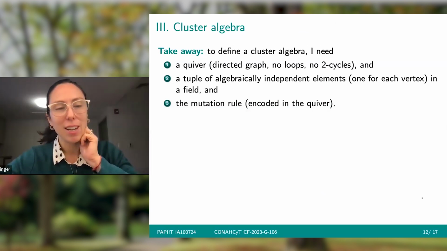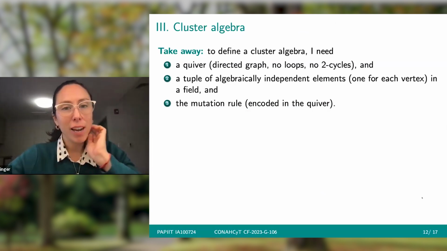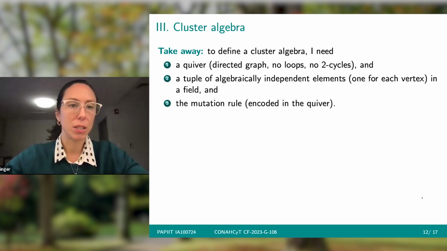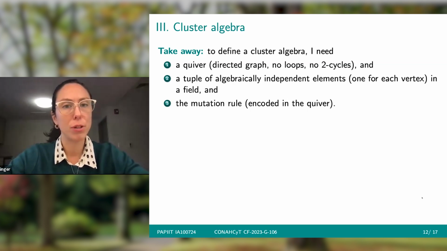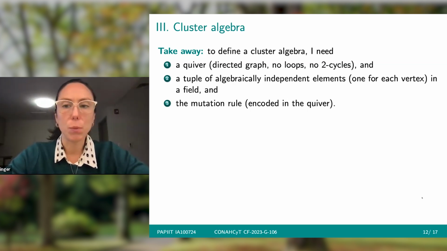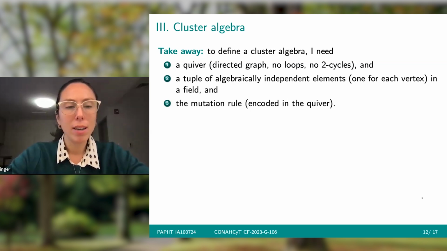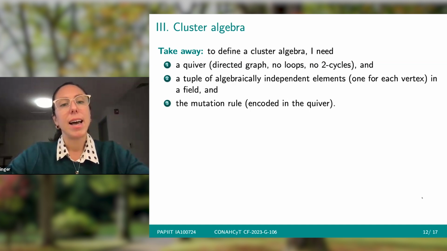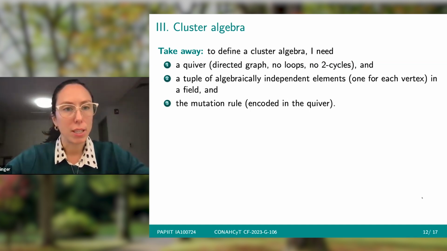So the takeaway of this definition is the following. To define a cluster algebra, all I need is a quiver, a directed graph with no loops and no 2-cycles, and a tuple of algebraically independent elements, one for each vertex in my quiver, that lie inside a field of rational functions, and the mutation rule that is then encoded in the quiver as well.